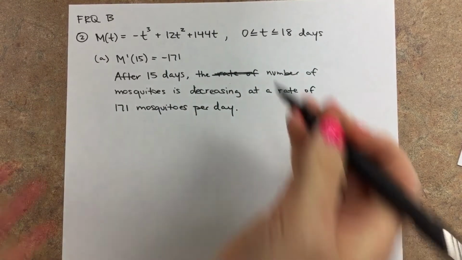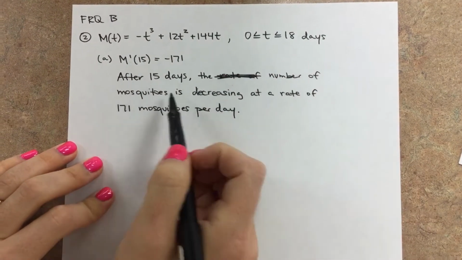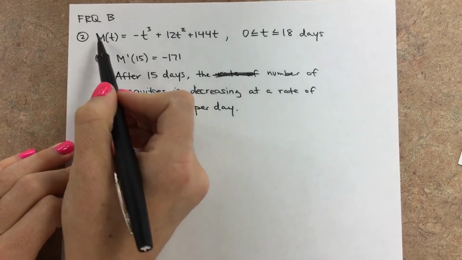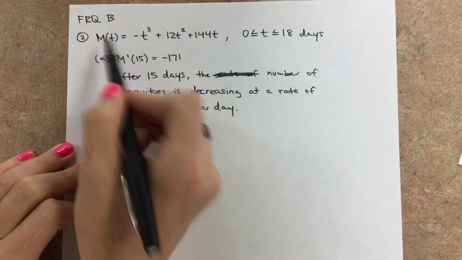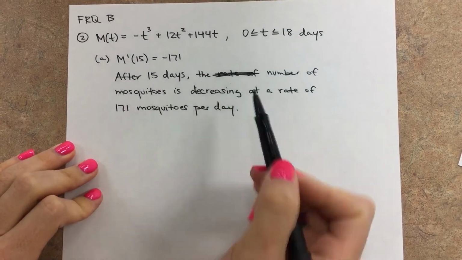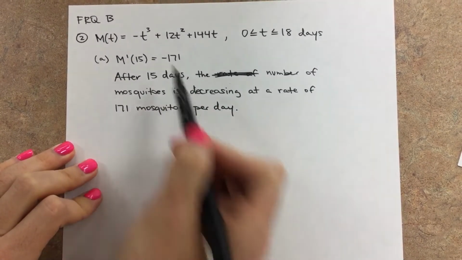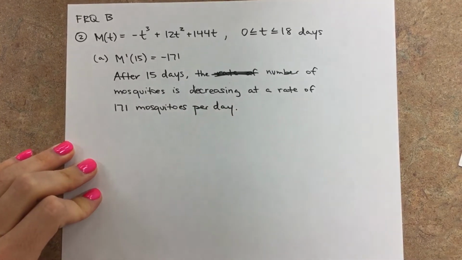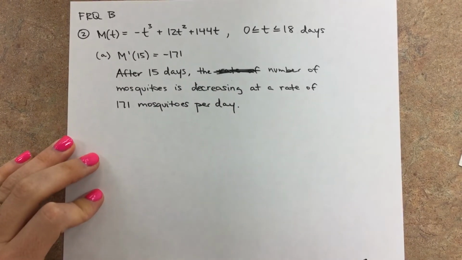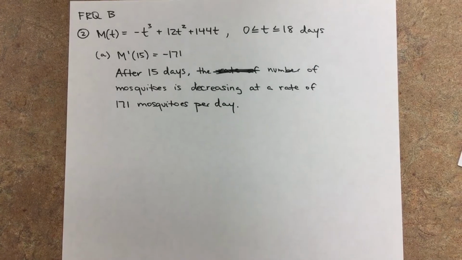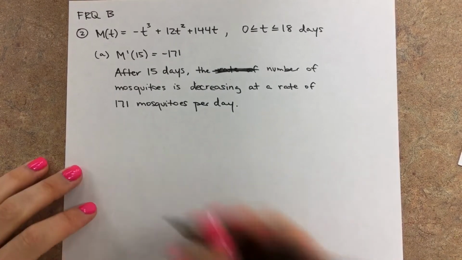All right, so we say after 15 days, the number of mosquitoes, because that's m. So if m prime is negative, that means m is decreasing. So we say m is decreasing at a rate of 171 mosquitoes per day. So the 15 is in there, the negative 171 is in there, the units are in there, the context is in there. So that's how you describe what a rate of change would be in a context. That's absolutely something that you could be tested on the AP test.